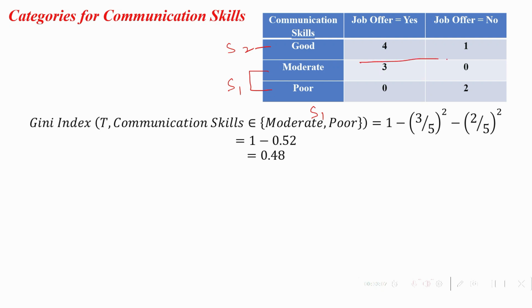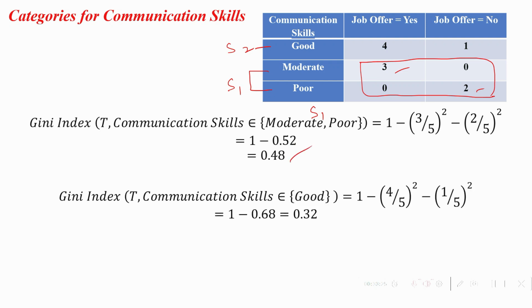Here the subset contains a total of 5 elements. Out of 5 elements, 3 are yes and 2 are no. So that is equal to 1 minus (3/5)^2 minus (2/5)^2, that is equal to 1 minus 0.52, that is equal to 0.48.